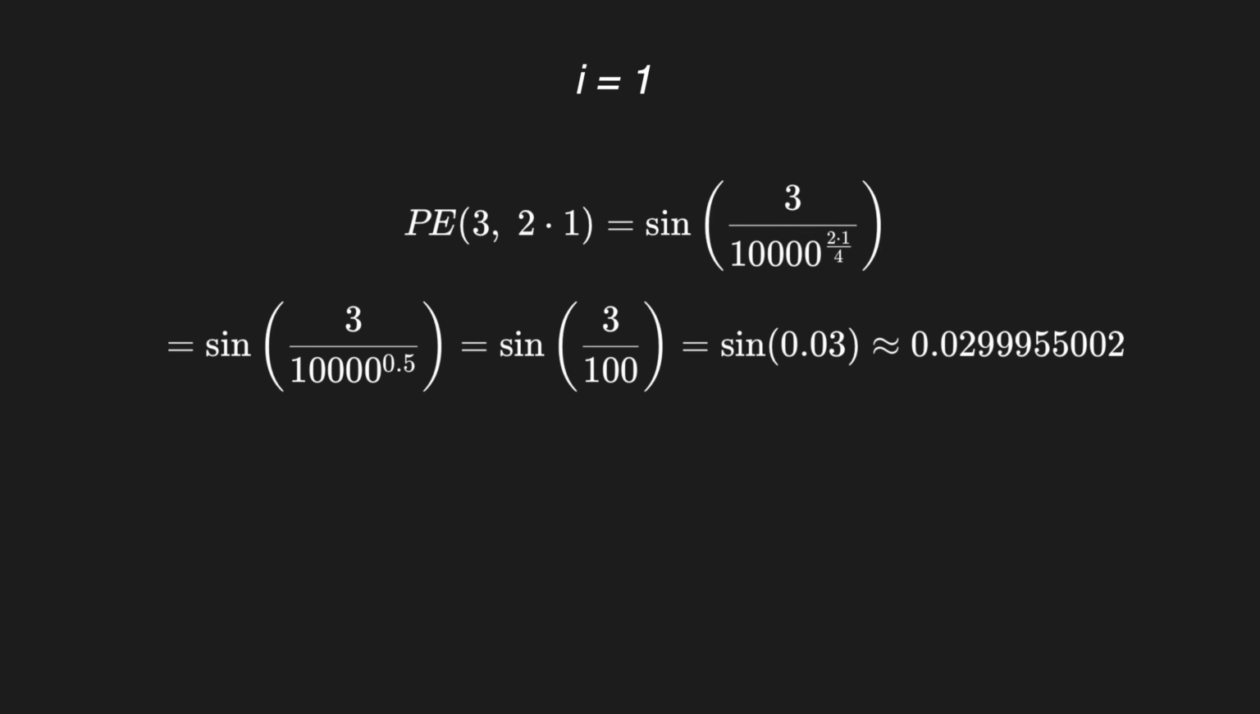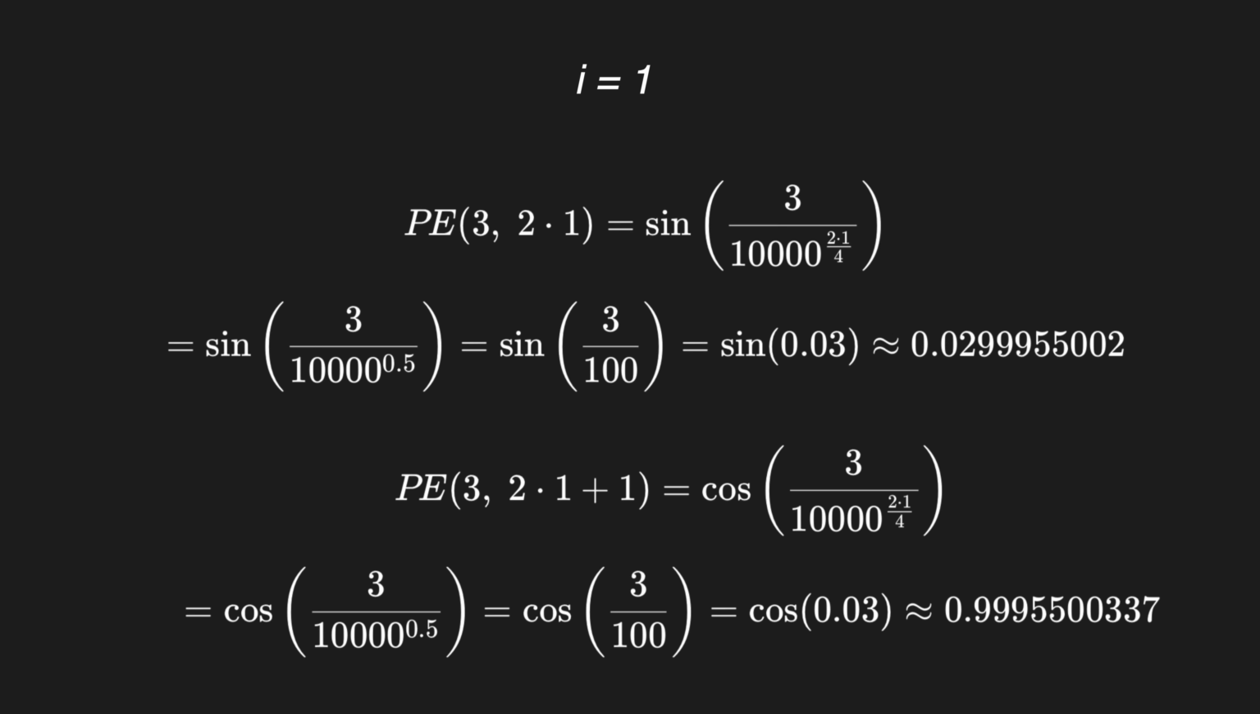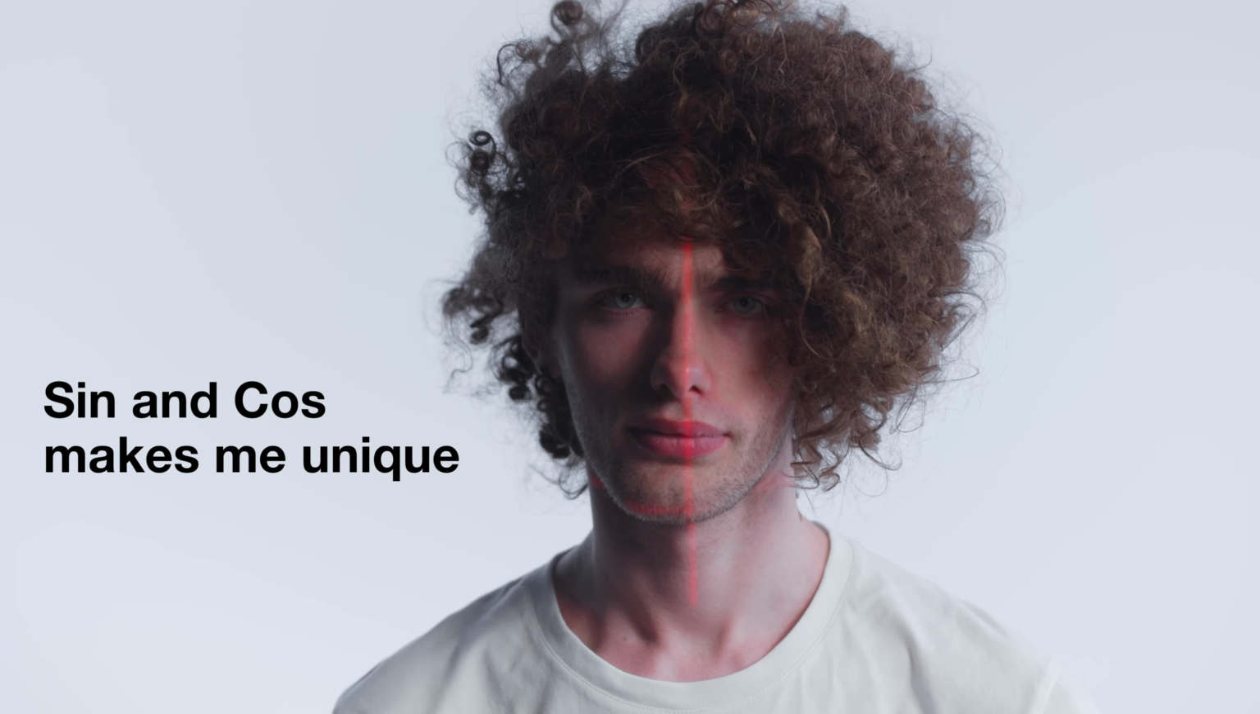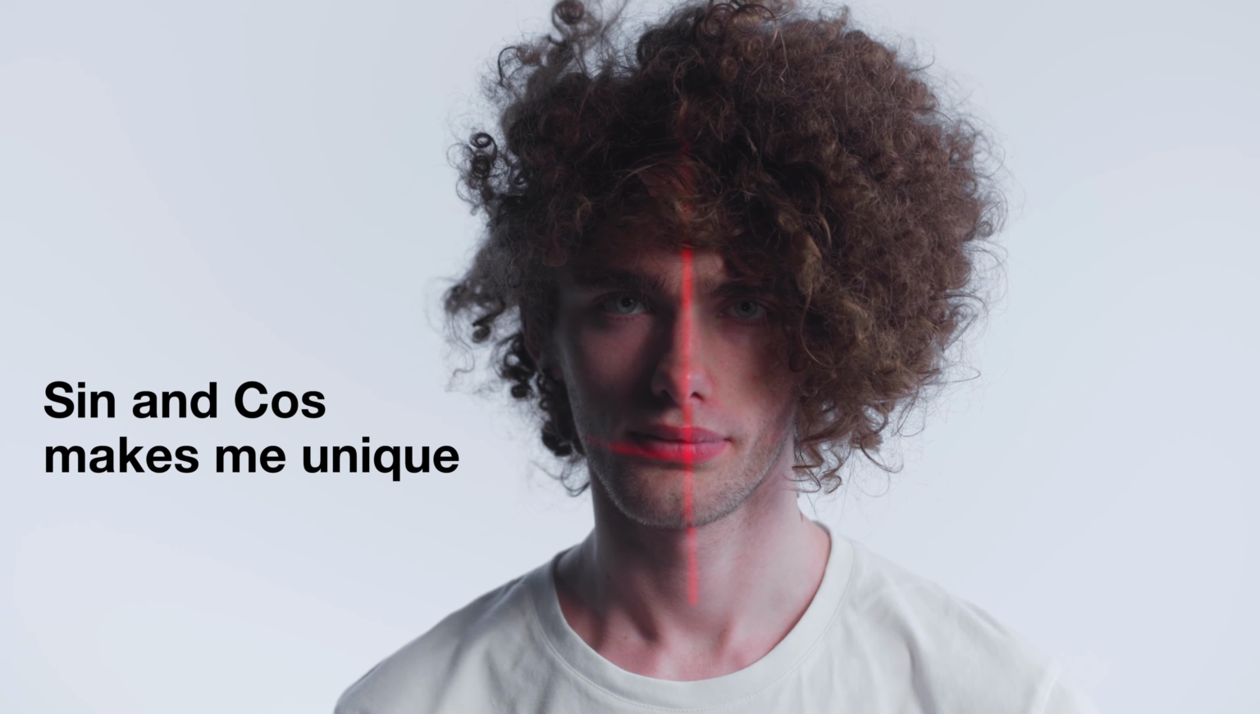For the next pair of dimensions, with i equal to 1, you have a sine value of 0.03 and a cosine value of 0.999. So the positional vector for position 3 looks roughly like this. Each dimension oscillates at a different frequency. That's what makes every position unique, a distinct pattern of sines and cosines.